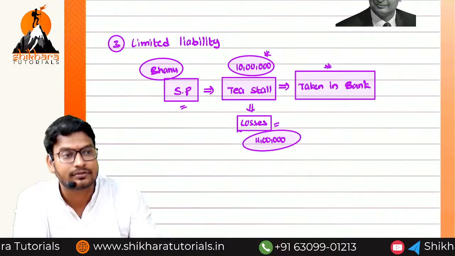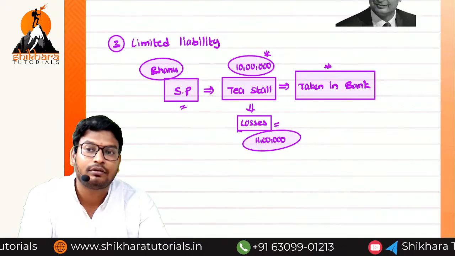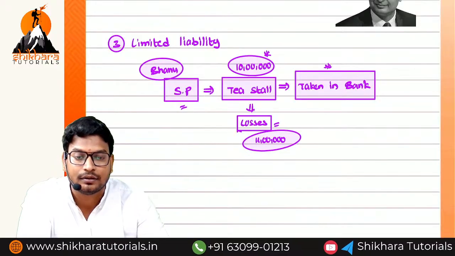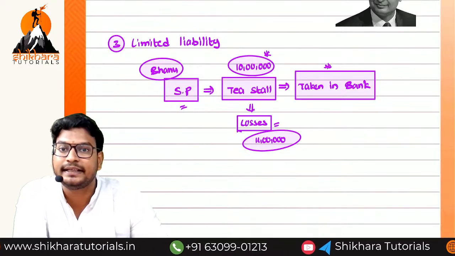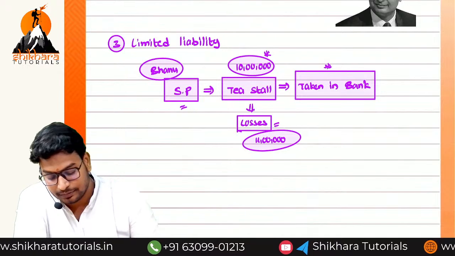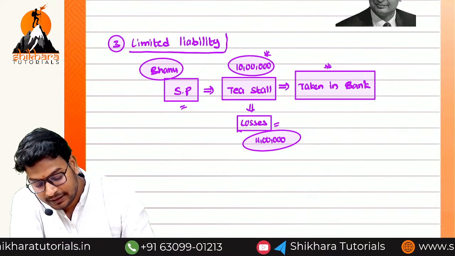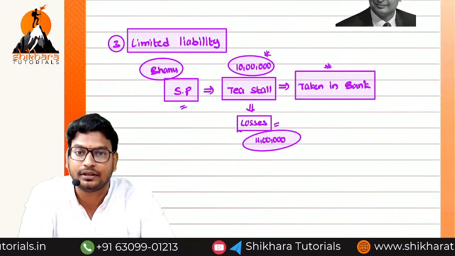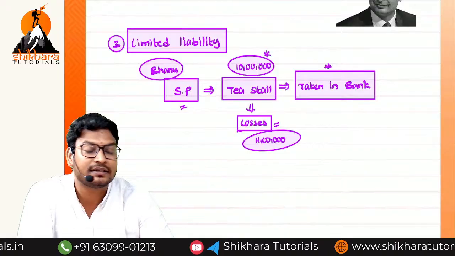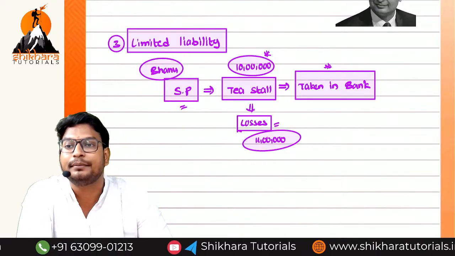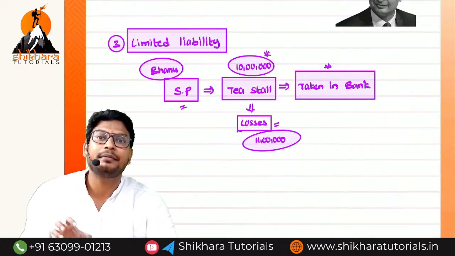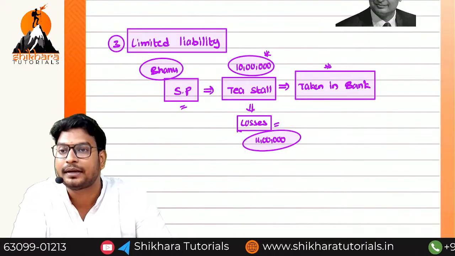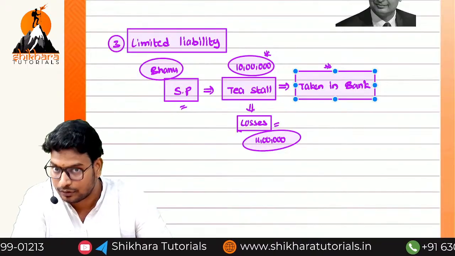Not only the 10 lakhs which we invested into the business, the 1 lakh can be recovered from the personal estate of the sole proprietor or the partners. But in a company, that is not possible. For that reason we call it limited liability, while both the sole proprietorship and partnership have unlimited liability. This is the main reason people form companies instead of partnership firms. I think you have got a clear picture.